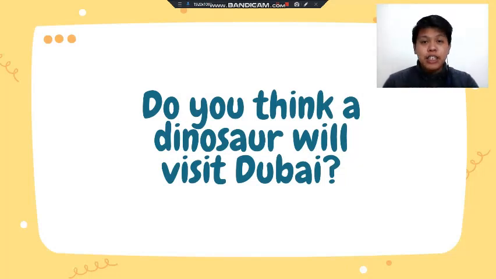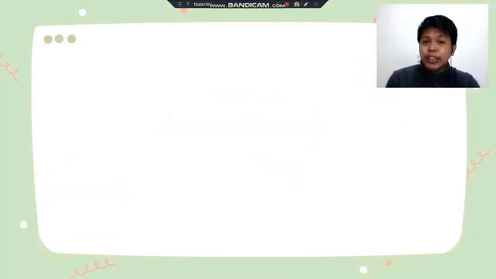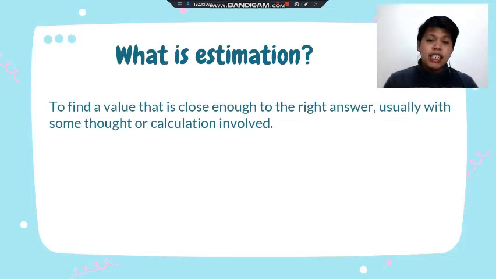Okay, so why did I make you make a prediction? Because estimation is somewhat like this. Let us know what is estimating or estimation. What is estimation? Find a value that is close enough to the right answer. So usually some thought or calculations involved. Now, like we did a while ago, estimation is like saying or predicting the possible length, the possible answer. And what you did a while ago is a possibility of something that will happen or something that will not happen.